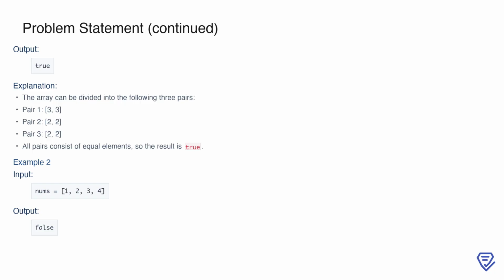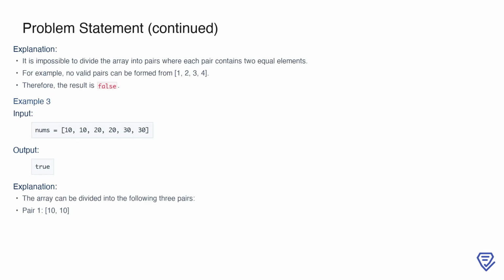Now, let's take a look at another example to see how the output changes when it's not possible to form such pairs. In the second example, the input is nums equals 1, 2, 3, 4. Here, the output is false. This is because there is no way to divide the array into pairs such that each pair contains two equal elements. None of the numbers in the array appear more than once, so it's impossible to form any valid pairs. For example, attempting to group 1, 2, or 3, 4 would not satisfy the condition that both elements in a pair must be equal. Therefore, the result is false.